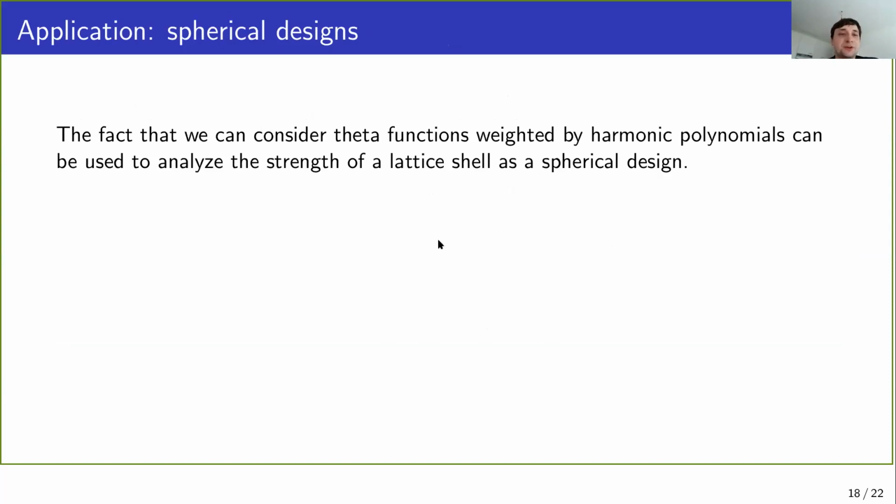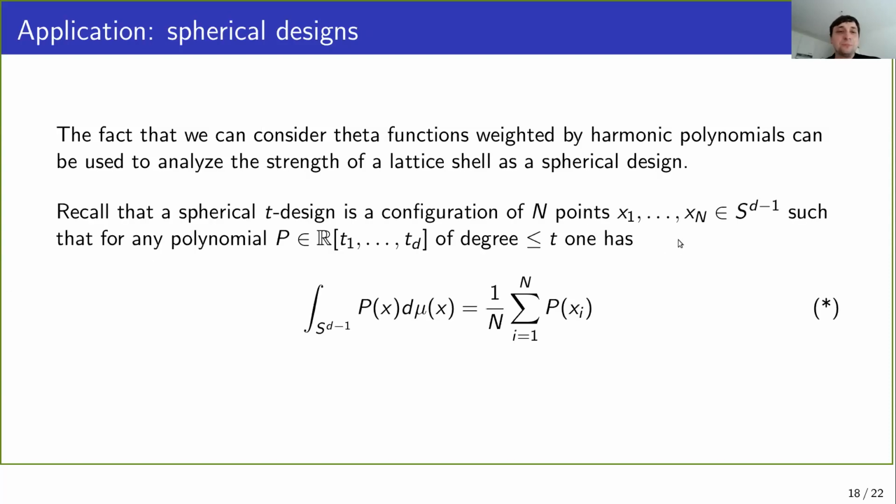One application, which was briefly mentioned in Frank's talk, or at least the corollary of this application, is that we can look at the lattice and its shells, all the vectors with given length, and try to see how good a configuration that is in terms of spherical designs. You already saw the definition of spherical designs today, but just to recall: it's a collection of points on a sphere such that if you integrate any polynomial of degree less than or equal to t over the normalized measure on the sphere, you get the same value as the average over these points.